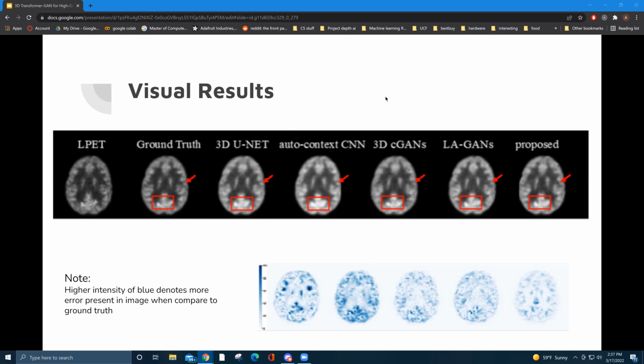Another alternative to do the experiment due to the lack of data set is we can do some simulation. Let's say we are able to find some PET images. What we can do is some downsampling or adding some noise, just to simulate a degraded, so-called LPET image.